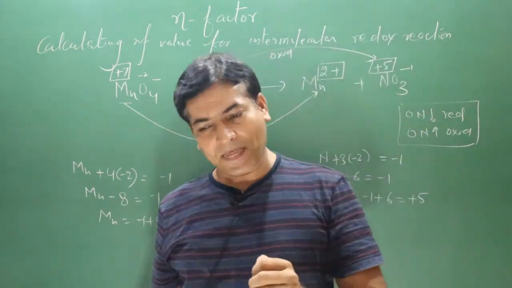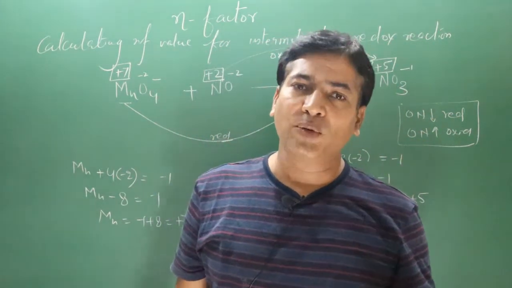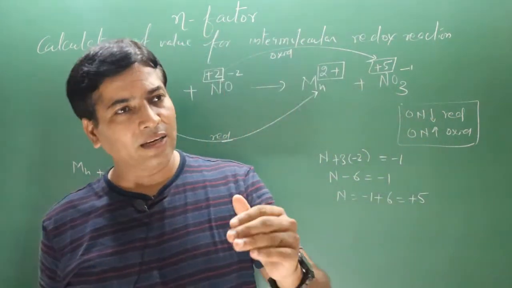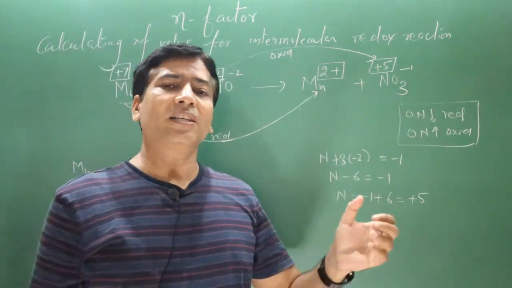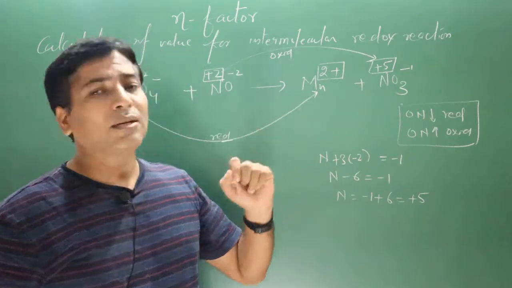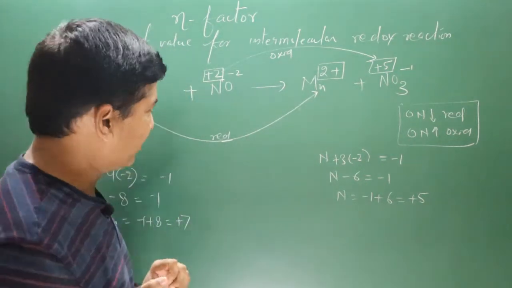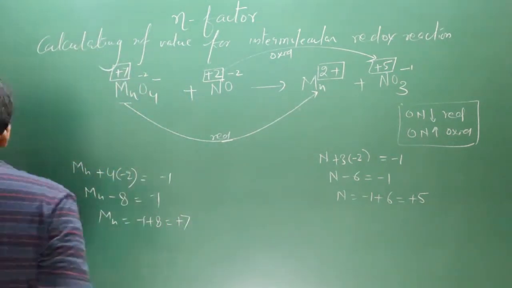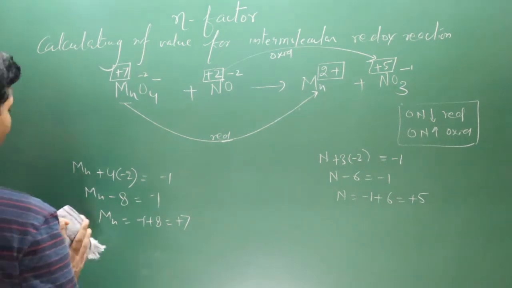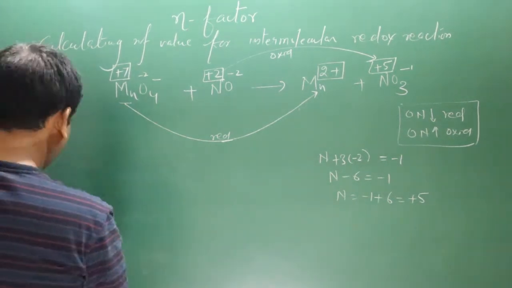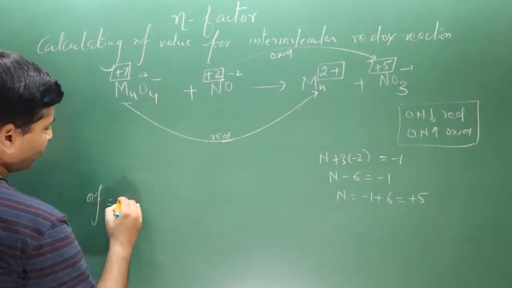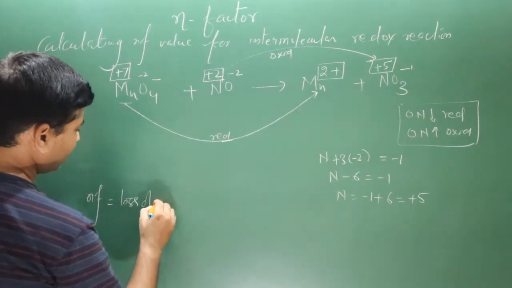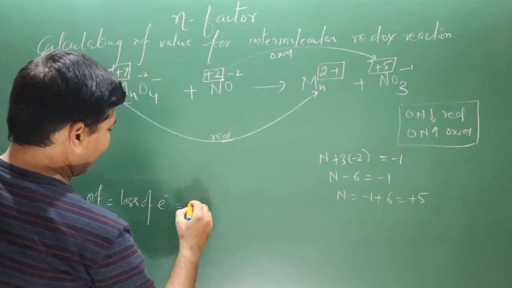Now keep in mind, if we have to calculate n factor value for the species participating in an intermolecular redox reaction, how can we calculate it? Keep in mind n factor value. Let me remove this portion. The n factor value is equal to the loss of electrons, or you can say, the gain of electrons.